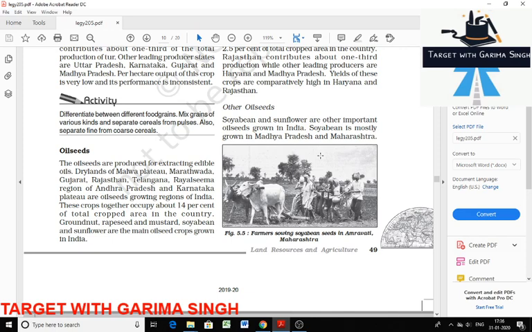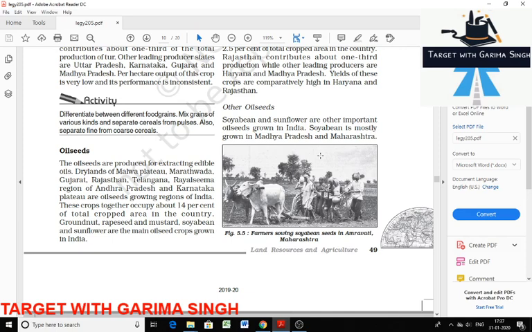Then fiber crops. Fiber crops are those which provide fiber for preparing cloth. These include cotton. India grows both short staple cotton as well as long staple cotton. Short staple is Indian cotton, long staple is American cotton. This makes India the fourth largest producer of cotton. China holds the first position in cotton production, then USA is second, Pakistan is third, and India comes fourth, after Pakistan. The largest producers of cotton in India are Maharashtra, Gujarat, Andhra Pradesh.